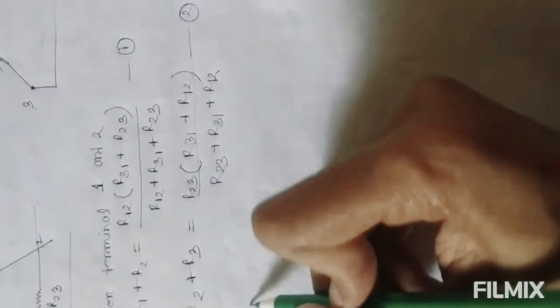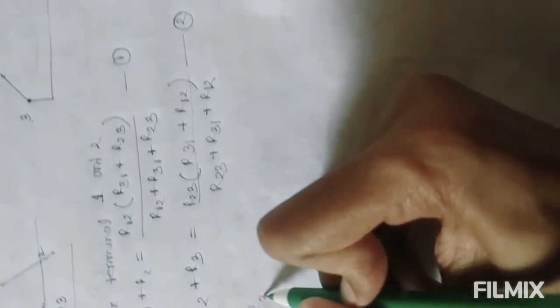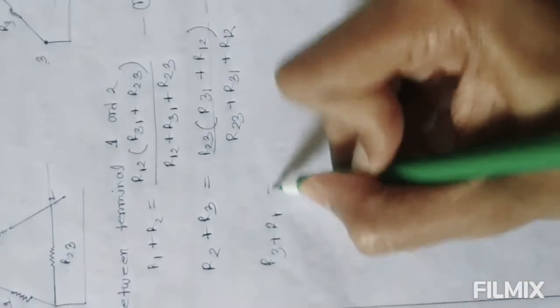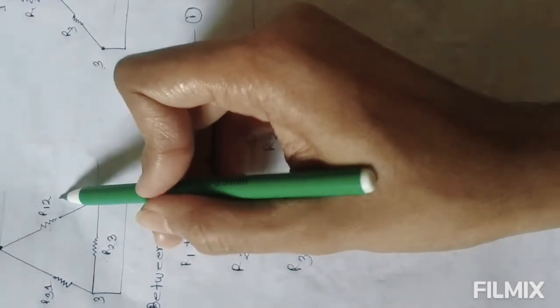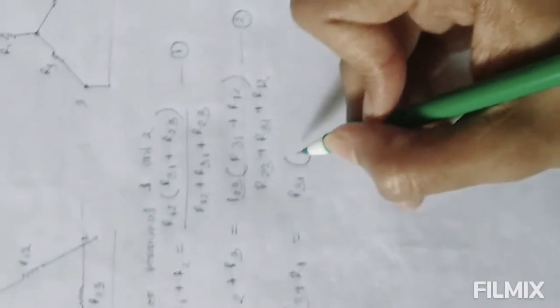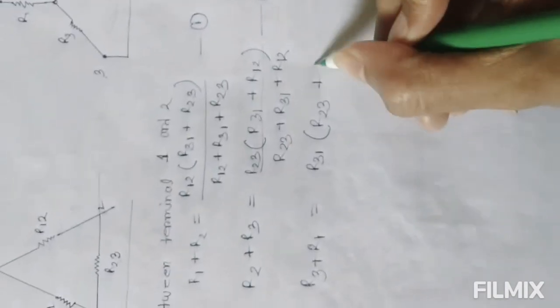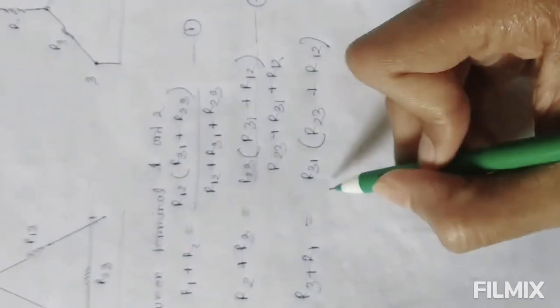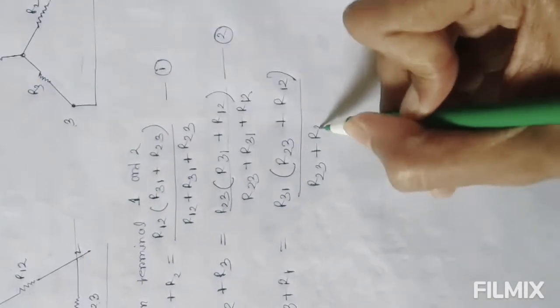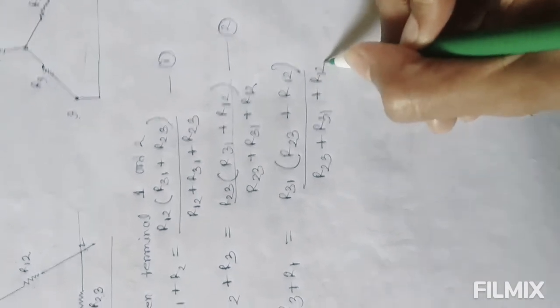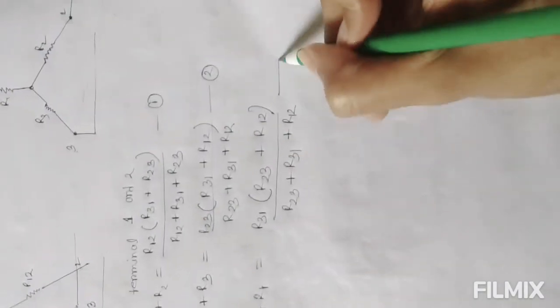Next, what is our duty? Next, R3 plus R1. What do we write? R31 into R31, meaning R23 and R12 are in what? Series. So R23 plus R12, and next R23 plus R31 plus R12. We call this equation three. Next, what do we do? Now subtracting.